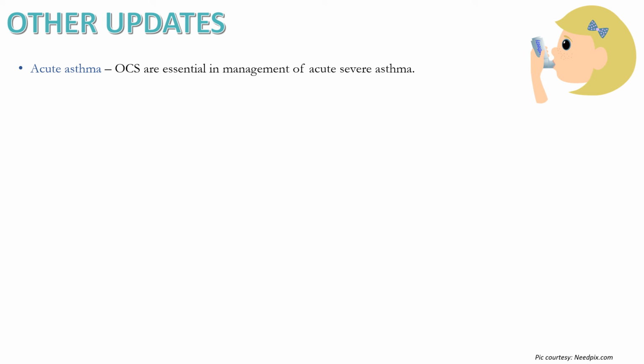OCS are essential in the management of acute severe asthma. Acute severe asthma is an acute flare-up or exacerbation of asthma, in which case the administration of oral corticosteroids is recommended, but oral corticosteroids are not at all recommended for long-term control and maintenance of bronchial asthma remission. This is a very important distinction which you must remember.